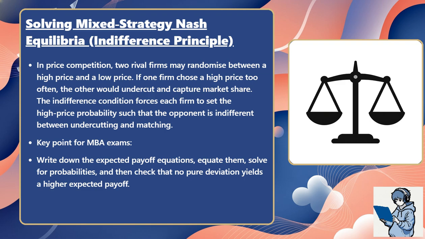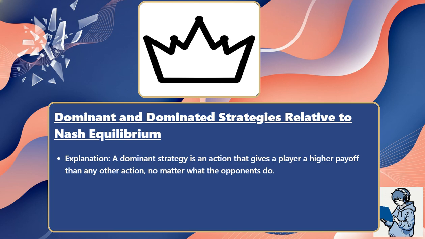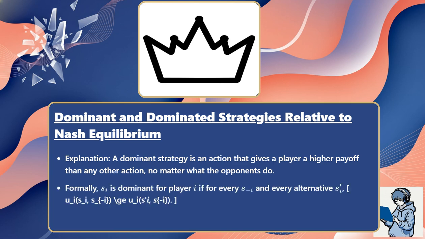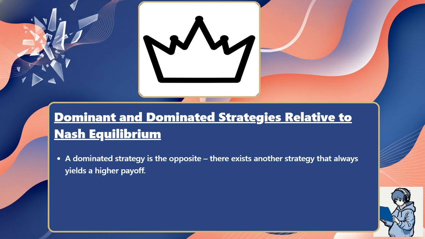Explanation: A dominant strategy is an action that gives a player a higher payoff than any other action, no matter what the opponents do. Formally, s_i is dominant for player i if for every s_-i and every alternative s'_i, u_i(s_i, s_-i) is greater than or equal to u_i(s'_i, s_-i). A dominated strategy is the opposite: there exists another strategy that always yields a higher payoff.